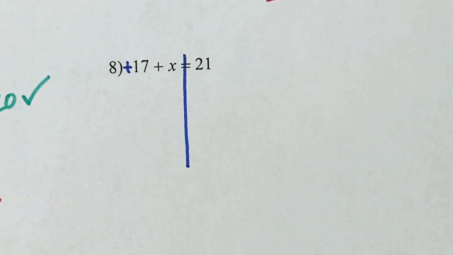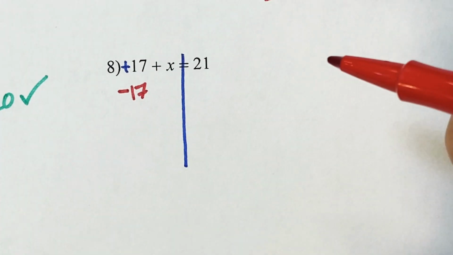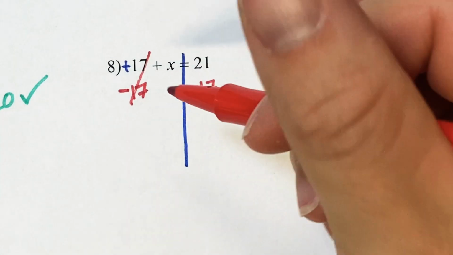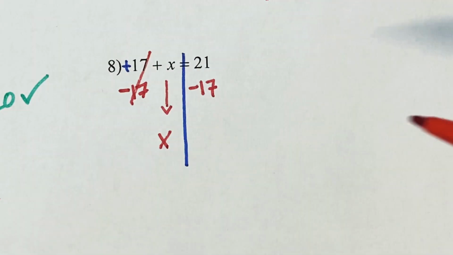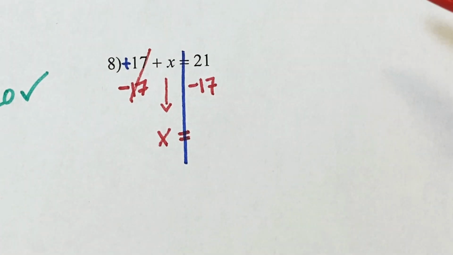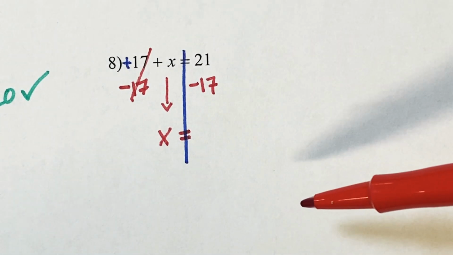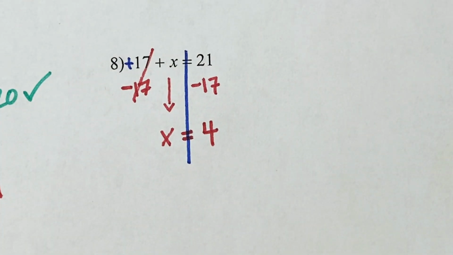So we need to untie the knot, or do the opposite of plus 17. The opposite of plus 17 is going to be minus 17. That unties the knot, but now we have to keep it balanced, so we do the same exact thing over here. Positive x just means x. We don't have to write the positive. x is going to equal something. What is 21 minus 17? This is going to give me 4.